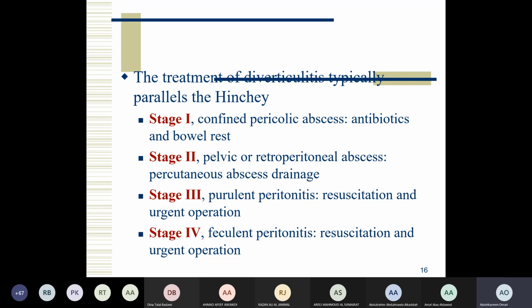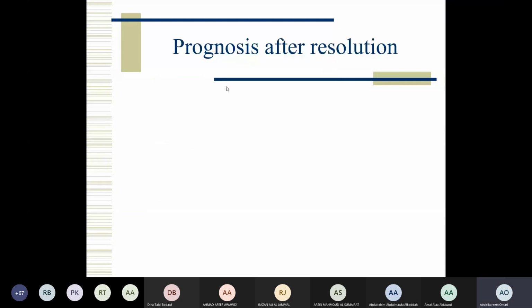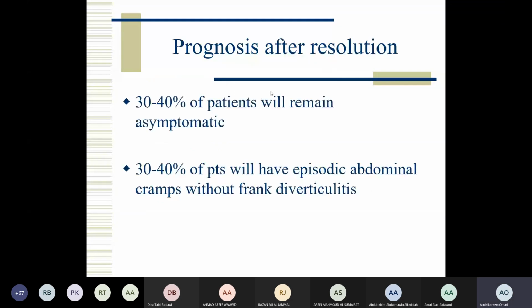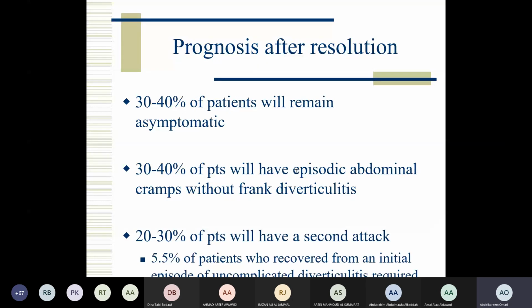In the radiology, we put a catheter for the patient, and usually after we control the disease, we do the surgery. So the prognosis after the resolution, 30 to 40% of patients will remain asymptomatic, while 20 to 30% of patients will have a second attack. Those who recovered from the initial episode of uncomplicated diverticulitis will come again with diverticulitis, and surgery will be done for them. And this is an important issue.